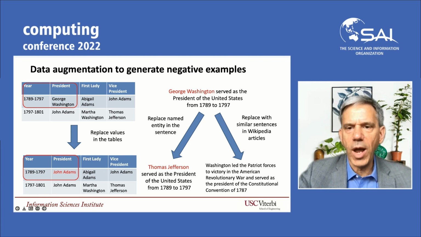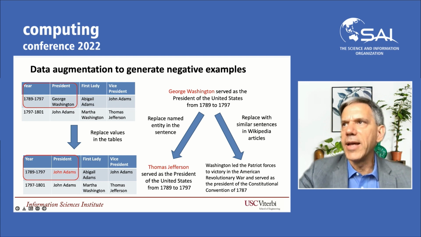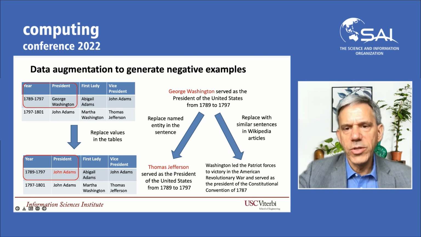Then over on the right, we can also do it on the text side, right? Because each example has some table information and then a corresponding sentence. Instead of modifying the table, we could also modify the sentences. There are several ways we can modify the sentences. One is that we could take the entities in the sentences, like George Washington, and replace the named entity with an incorrect name. So we can replace George Washington with Thomas Jefferson, and now this says Thomas Jefferson served as the president of the United States from these years.